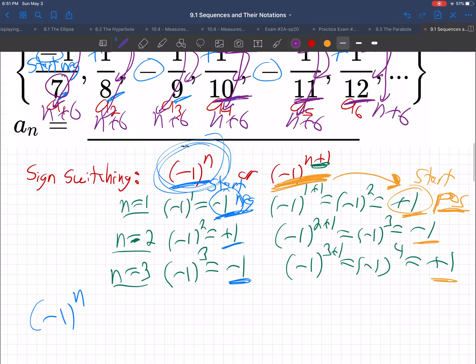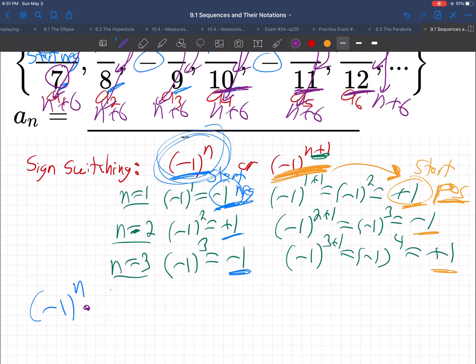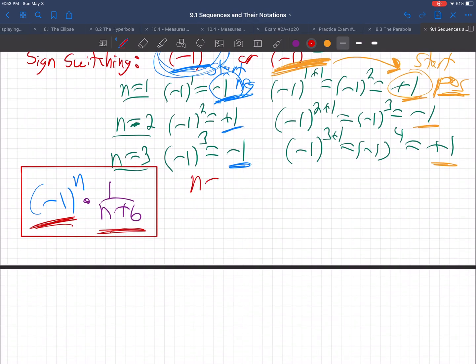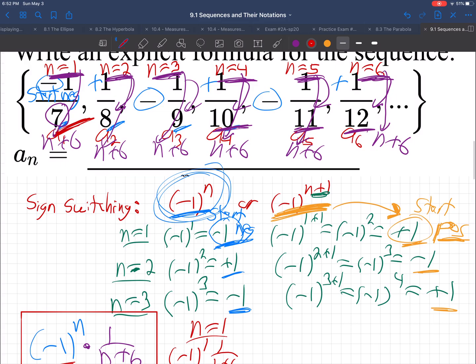So my formula then is negative 1 to the n times 1 over n plus 6. There's the formula. Do you see how both those parts together, this part will make the sign switch, negative, positive, starting negative. And this part will make the 1/7, 1/8, 1/9, right? Let's check it out. Let's prove it. If I plug in n equals 1 to this formula, what am I going to get? Minus 1 to the 1 over 1 plus 6, which is negative 1 times 1/7, which is negative 1/7. That indeed is our first term, negative 1/7.